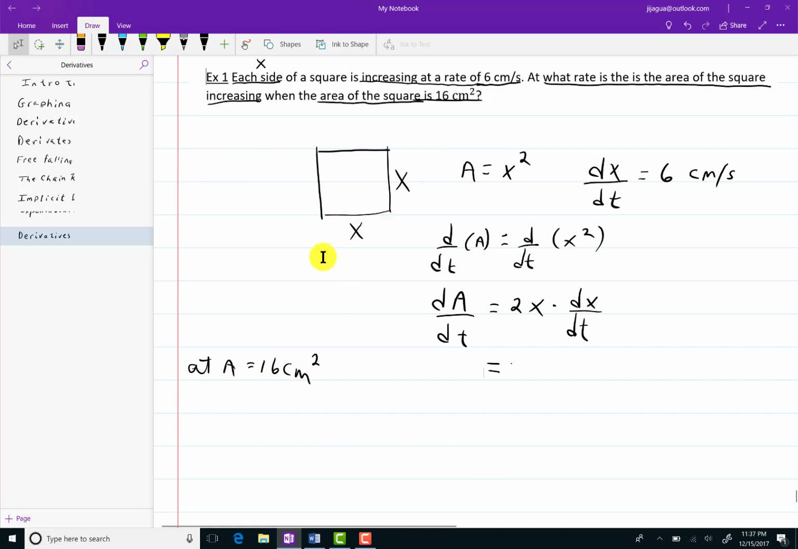So I have 2 times 4. And then you're given this information here, times 6. I'll put in my units when I'm done. So 2 times 4 is 8, times 6 is 48. So I have dA over dt equals 48. Now this is the time to put in your units. Centimeters squared per second.